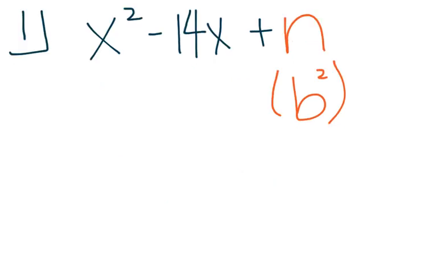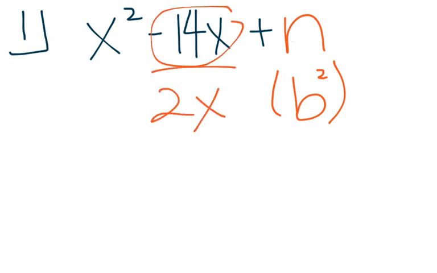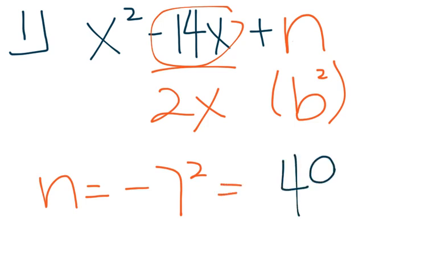So let's take a look at number 1. We have x squared minus 14x plus n. So we want n to be b squared, so we can turn this into a perfect square trinomial. What we're going to do is divide this middle term by 2x. So negative 14x divided by 2x is negative 7. And if we square that, we get n. So negative 7 times negative 7 is 49. So for number 1, n equals 49.